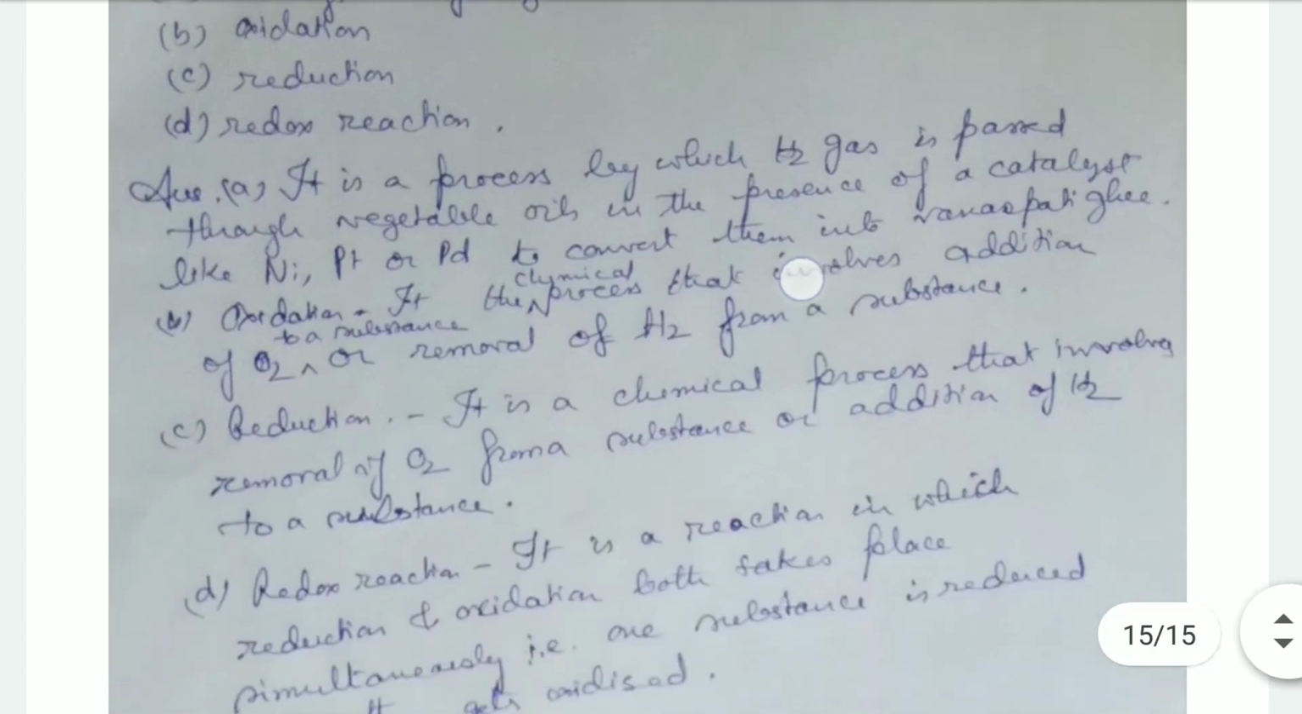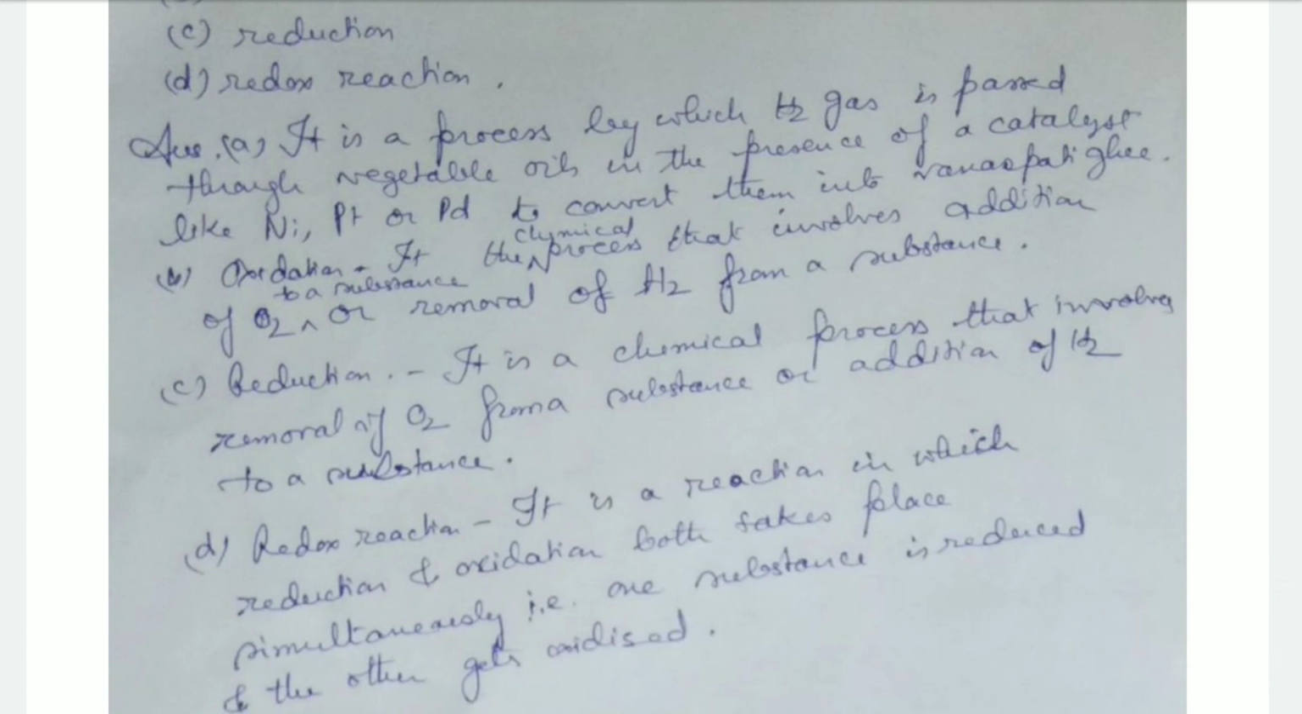Next we come to oxidation. Oxidation is a chemical process which involves addition of oxygen and removal of hydrogen from a substance, that is, or from a compound. Then it is called oxidation. And reduction is the opposite of oxidation, where it's a chemical process which involves removal of oxygen or addition of hydrogen to a substance.